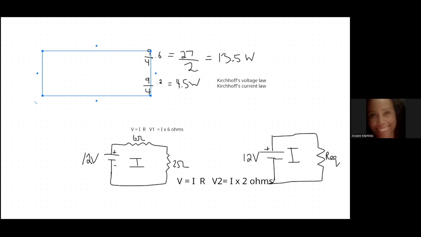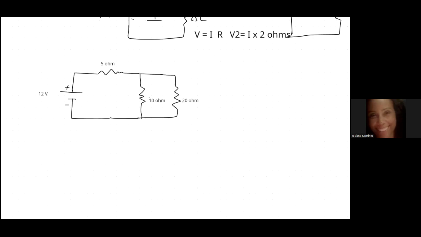Okay. All right. So now we're going to mix it up in this circuit, which has 2 parallel resistors, and it has this 5 ohm resistor that is going to end up being in series with a consolidated resistor, an equivalent resistor for the 10 and the 20. So let's just take it in pieces.